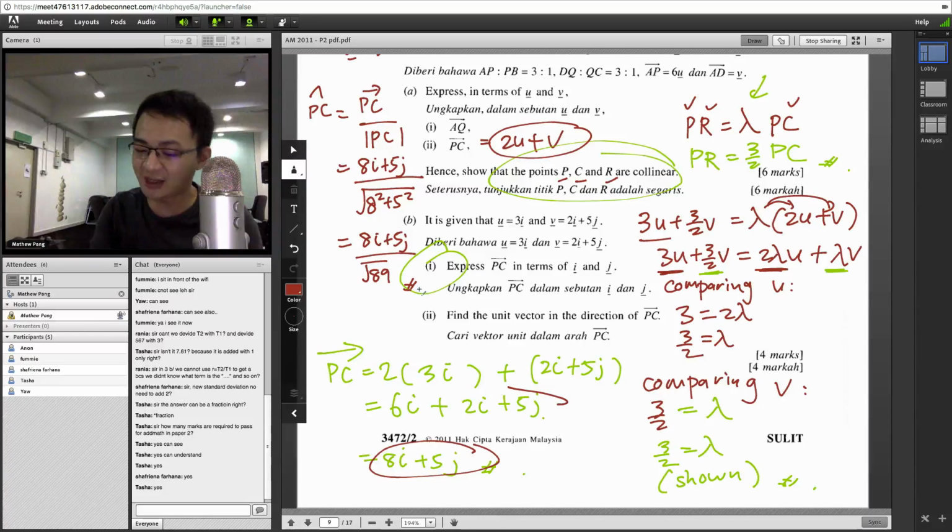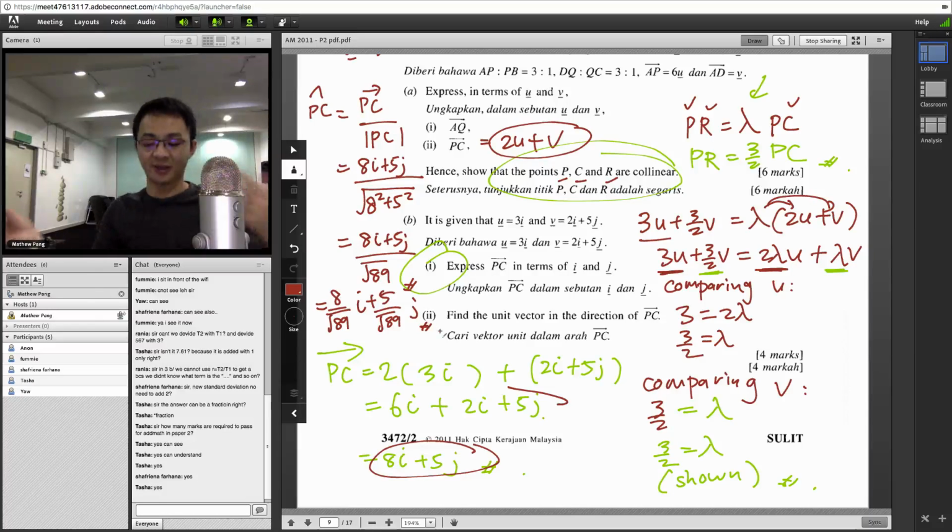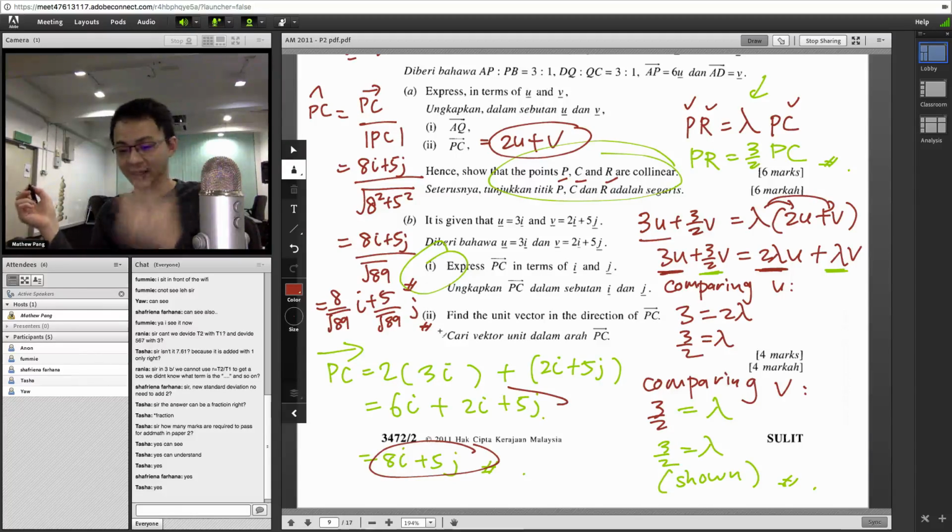Of course, if you check the answer, they actually separate them. They write 8 over square root 89 i plus 5 over square root 89 j. This is what they write in the marking scheme. But it's the same. Okay, I'll move on to the next one. Is that okay, or is there anything you want to ask? We still have a little bit of time.